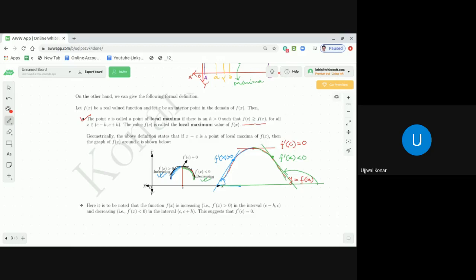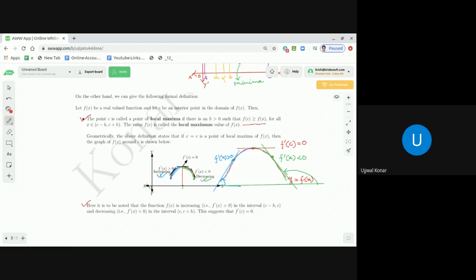And if you notice this particular statement here, it is to be noted that the function f(x) is increasing, that is f dash x is greater than 0, in the interval c minus h to c, which is the blue portion of the curve. And the function is decreasing, that is f dash x is less than 0, in the interval c to c plus h, which is the green portion of the curve.